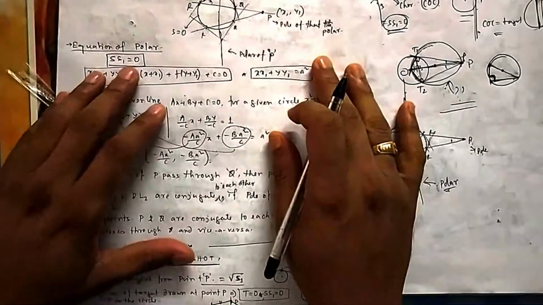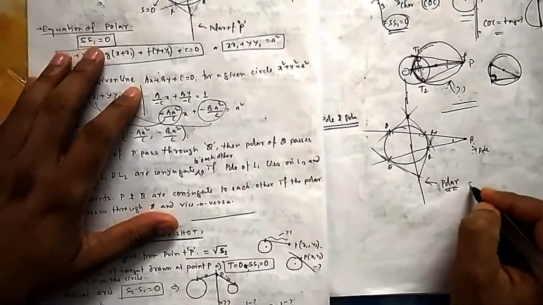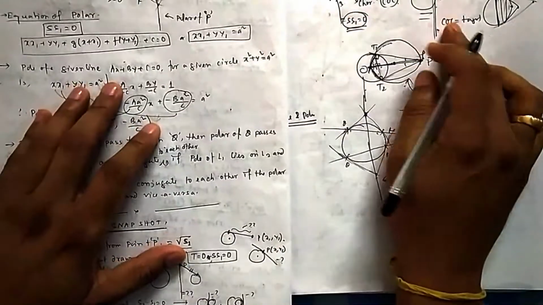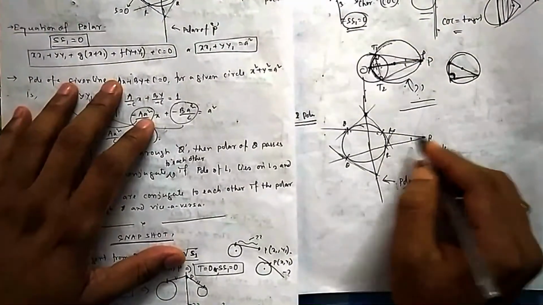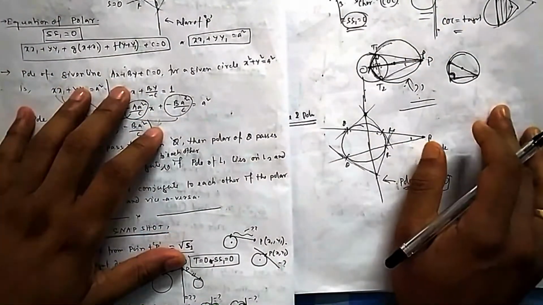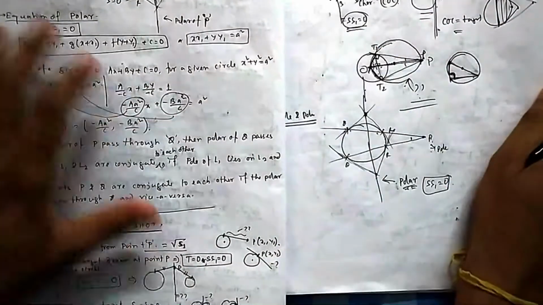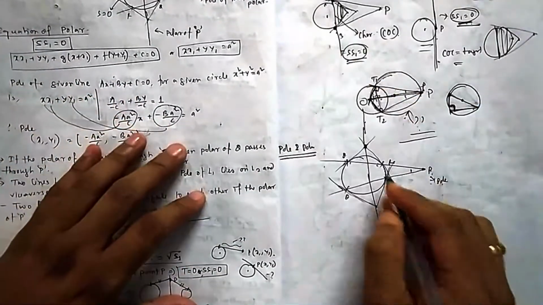Again, I am not going to prove it directly, I am writing the equation. What is the equation of the polar? S1 equal to 0. Again, you can find a symmetry with the tangent. Now here there is no restriction on P. P can be anywhere. For a tangent, P should be on the circle. For the chord of contact, it should not be inside, but here it can be inside also.